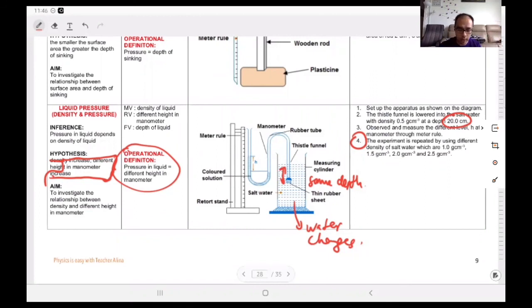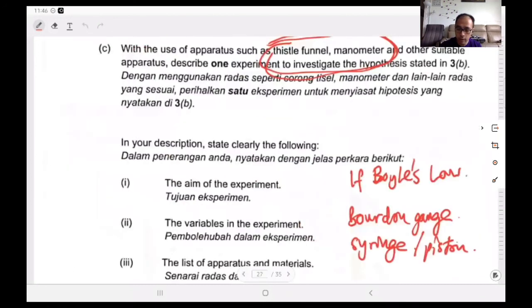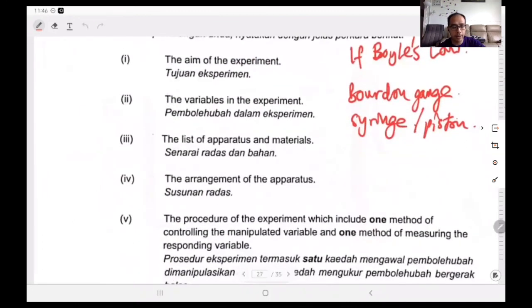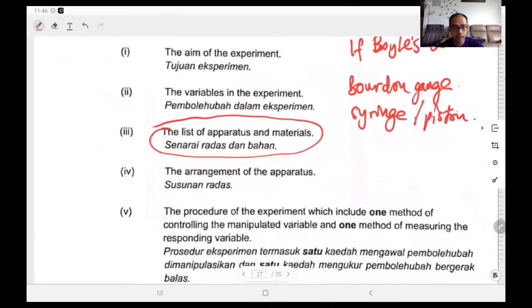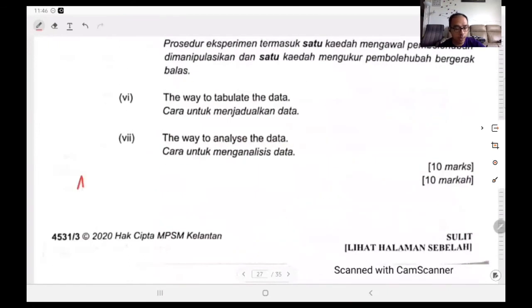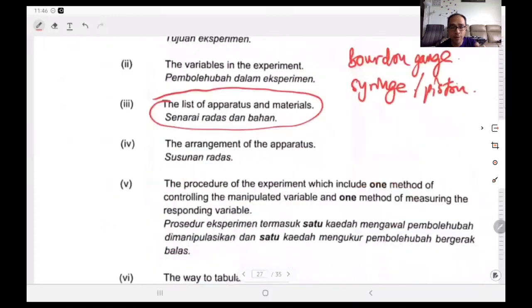I want to mention this one thing, because this is something that I learned very recently. The list of apparatus and materials: whatever they give you, you must write. So I would always start with apparatus: thistle funnel, what's the second one? Oh, manometer, okay, sorry.